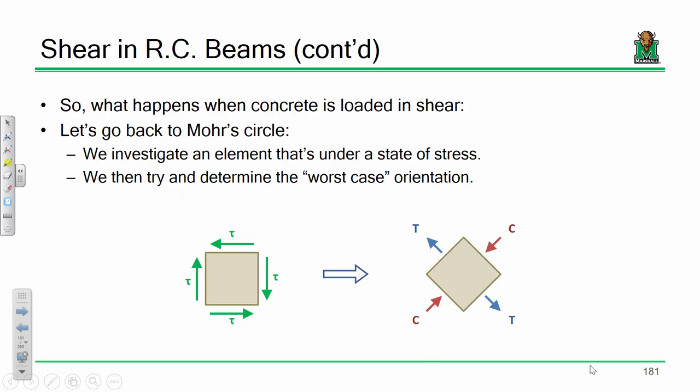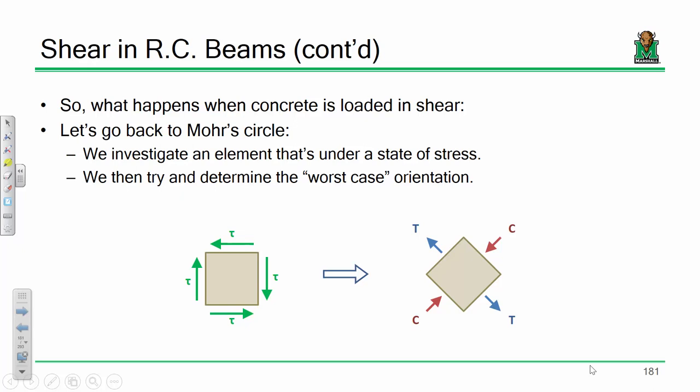The question is, what happens when you take a section cut and you cut it at an angle? If you cut something at an angle, you can split stuff up into sines and cosines. And when you're cutting sections at an angle, generally you're producing not only a normal stress but a shear stress on top of it.